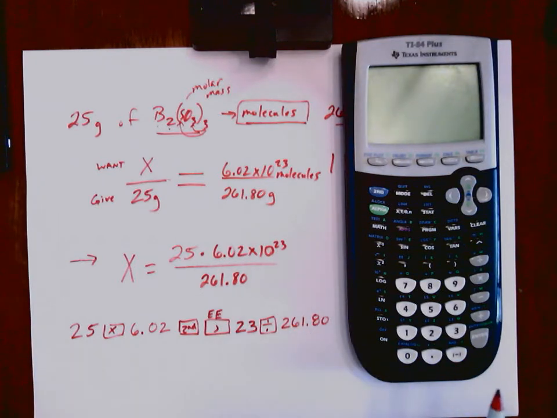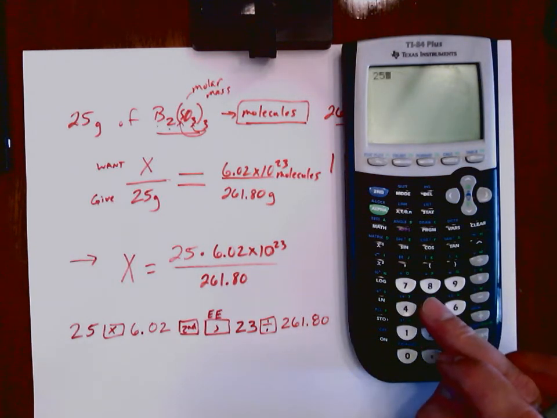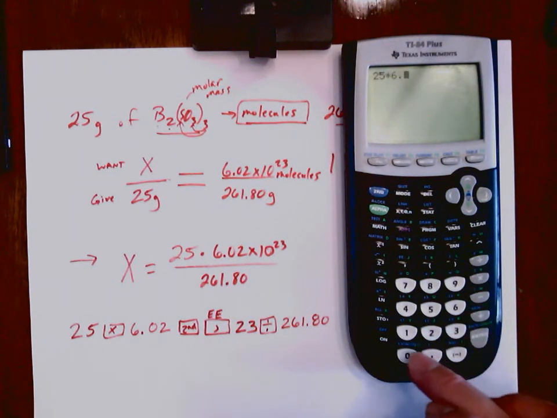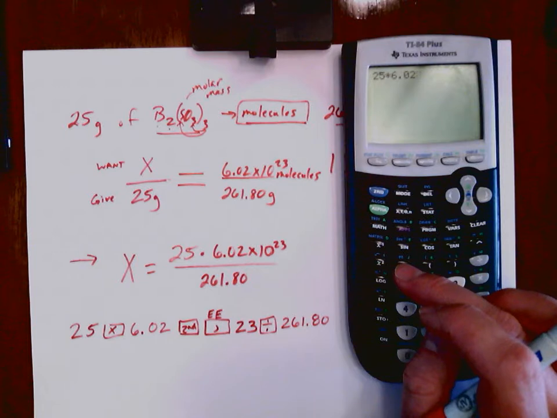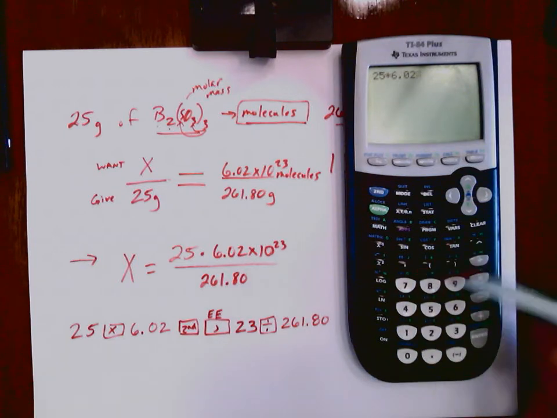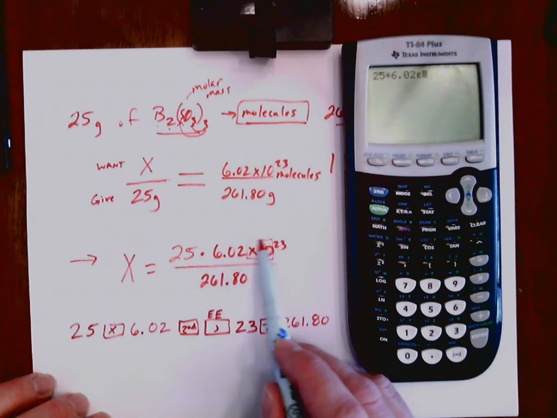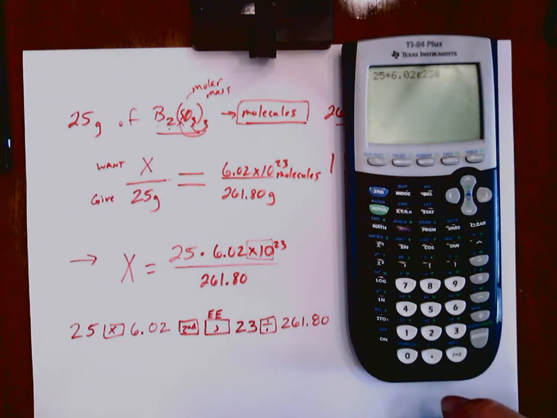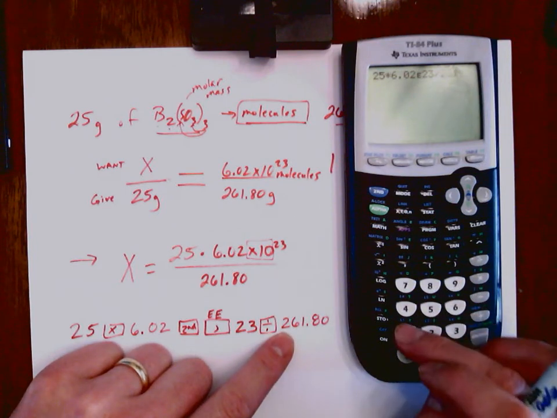So I'm going to turn on my calculator. I'm going to have 25 times 6.02, second button, and then that EE button, which again is the comma for most of you. Notice how the E appears now on my calculator. That's taking the place of this times 10. And then I just type in the power. Now I can hit the divide button, and I can type in my number, 261.80.